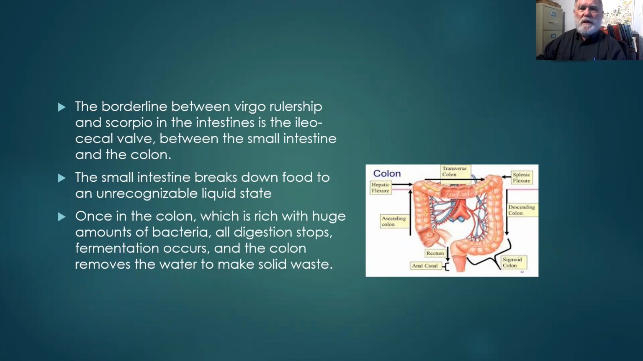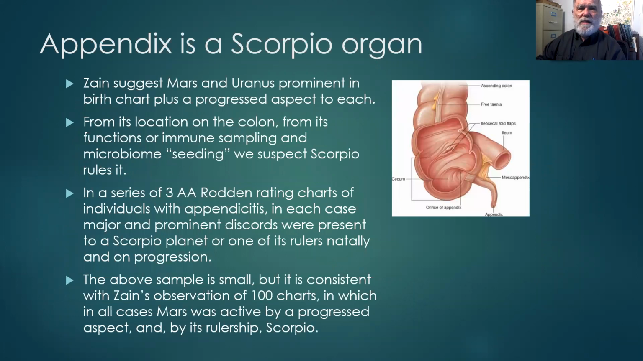All right, here is the appendix. This is a question. I couldn't find any rulership for the appendix. I said, well, that must be Scorpio. And Zane did suggest for appendicitis that they looked at appendicitis and found Mars and Uranus prominent in the birth chart. He doesn't mention sign rulership. I proposed and investigated whether the appendix ought to be ruled by Scorpio. That's consistent with Mars being prominent in the chart, that you would expect something there for Scorpio.